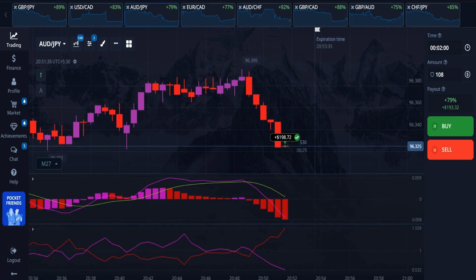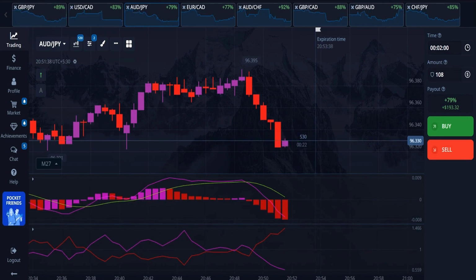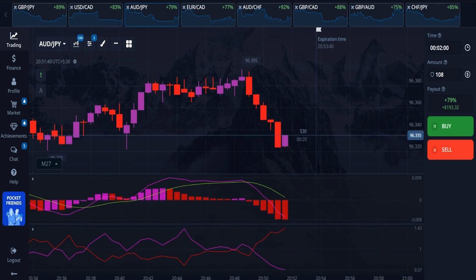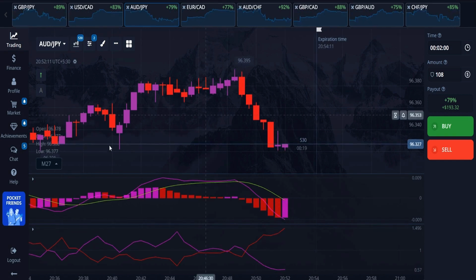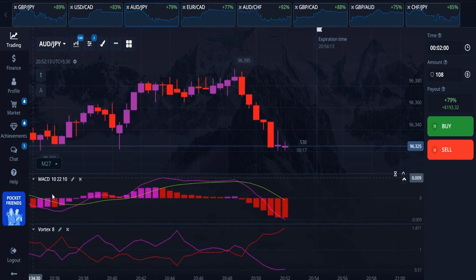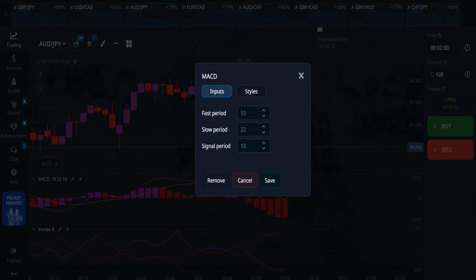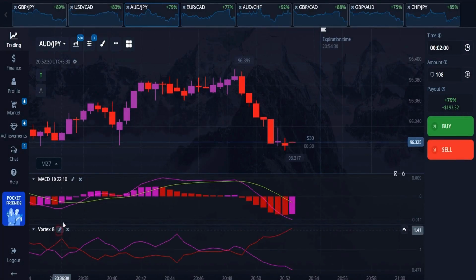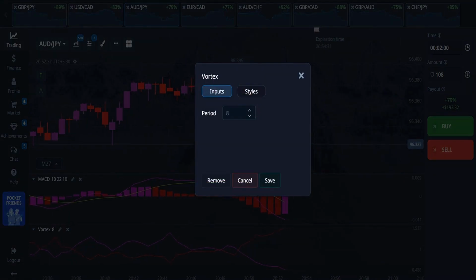This was a successful trade because we used the MACD and Vortex crossover as the primary signal, analyzed market conditions before entering, and waited for confirmation with a strong bearish candle. Now, let's go over the exact indicator settings again so you can set them up correctly. MACD indicator settings: fast period 10, slow period 22, signal period 10. Vortex indicator settings: mainline period 8. These settings help us filter out weak signals and improve the accuracy of our trades.